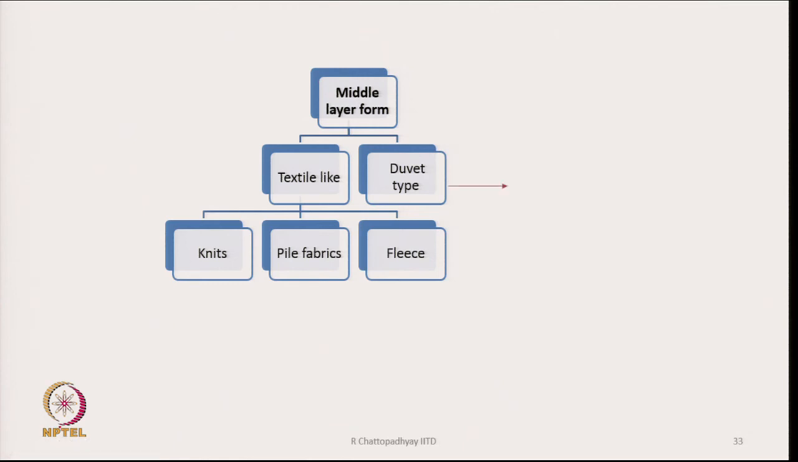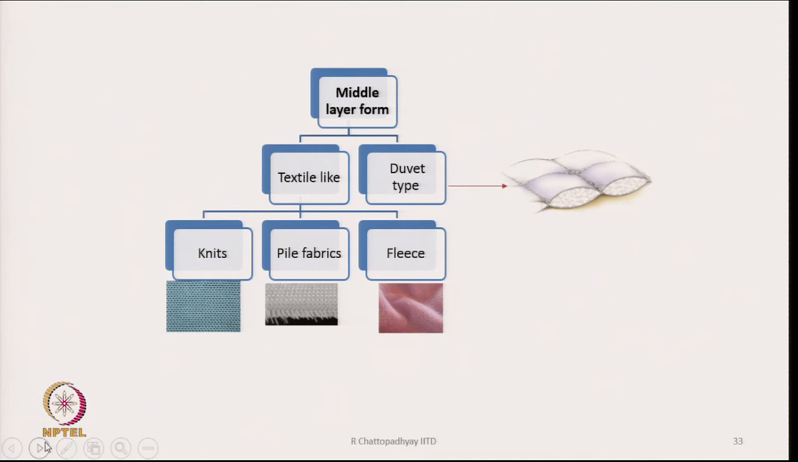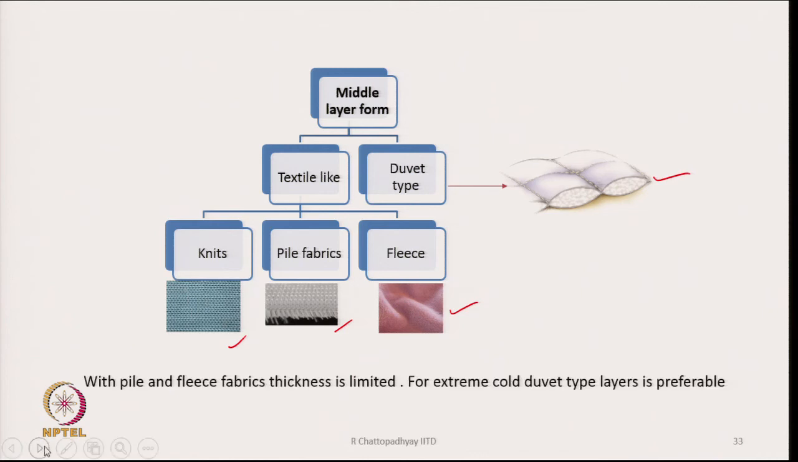Duvet type basically means the kind of design shown here, or textile like knitted, pile fabrics, or fleece. So, either this type or this type or this type or this type can be used, and all are being used. You only have to know for a given situation which one is better, but all of them can be used.